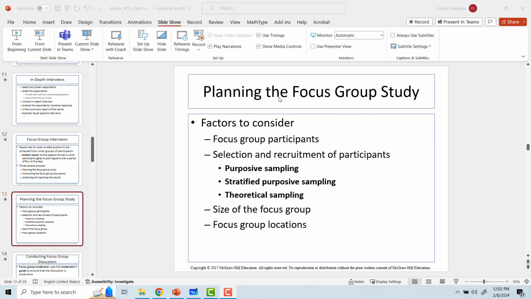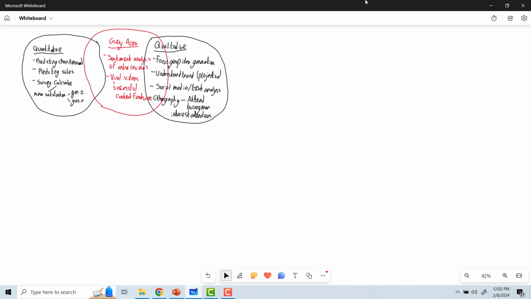How do we recruit the participants? Okay, I will write this down because I usually put an exam question on this as a warning. So let's just look at types of sampling. So the first is going to be purposive sampling.